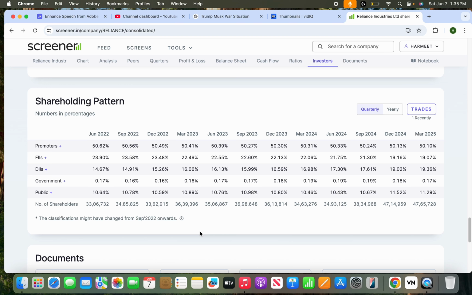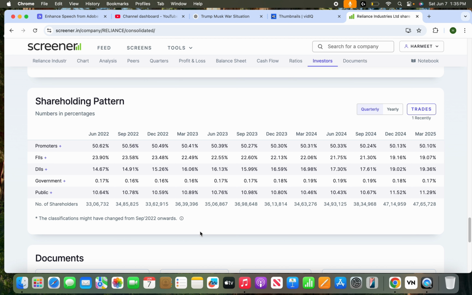Finally, let's look at the shareholding pattern. This tells you who owns the company's shares. A few things that we need to pay attention to here. First one is promoter holding, which tells us the percentage of shares held by the founders and management. A high and consistent promoter holding can be a good sign.